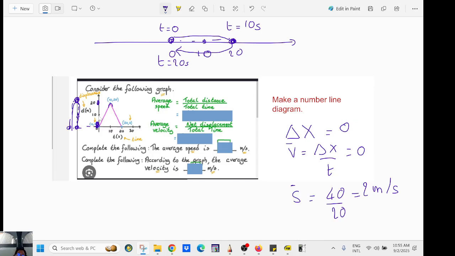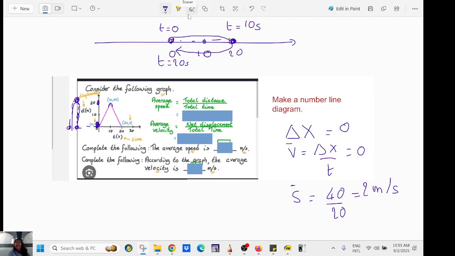So you look at all the distance covered, right? What's happening between these 20 seconds? You went up to 20, and then you come back to 0. So you did 20 and 20, which is 40. Right?